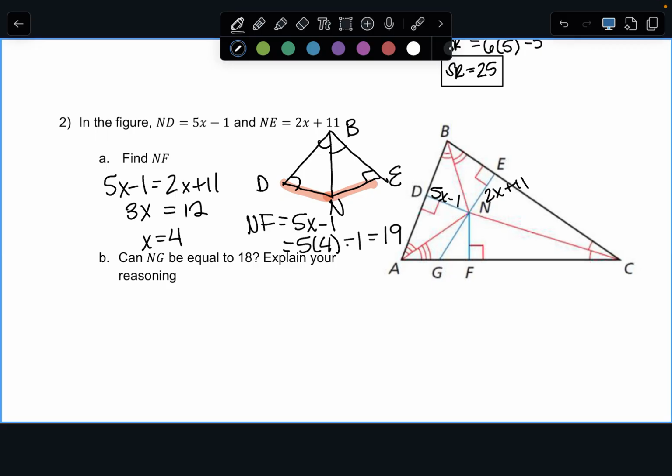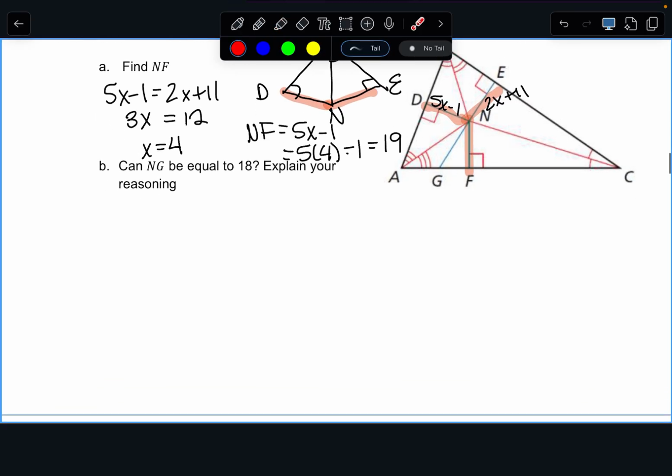But we get 19 for NF. Again, NF was just that piece of that angle bisector theorem, and those three are all the same. So I could have plugged it into either two. The last question uses some creativity. It says, can NG, so this piece right here, can that be 18?